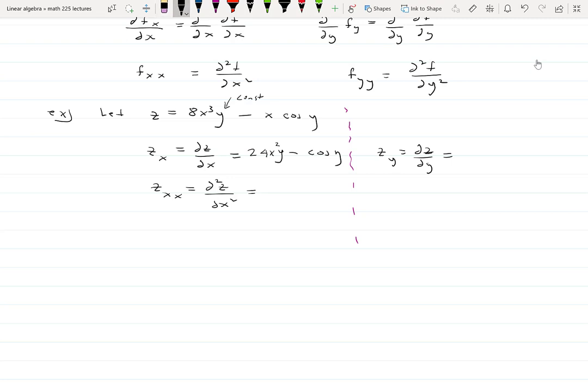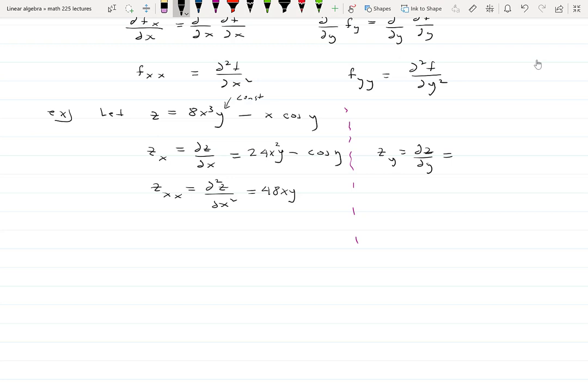All right, so derivative of z with respect to x. So now let's take a second derivative with respect to x. And I'll try to do it right this time. Holding y constant, the derivative of 24x squared is 48x. Y is constant. What's the derivative with respect to y of cosine y? It's 0, so at least I got that right.